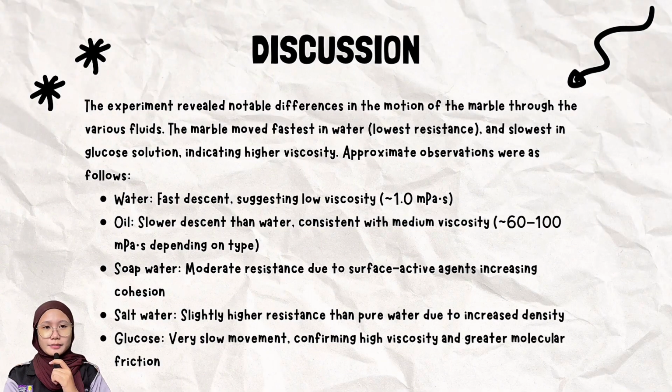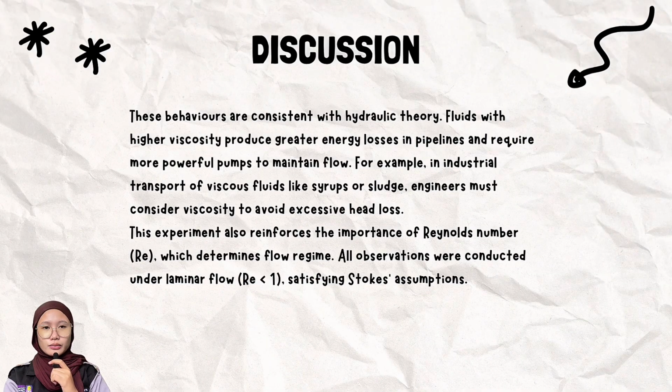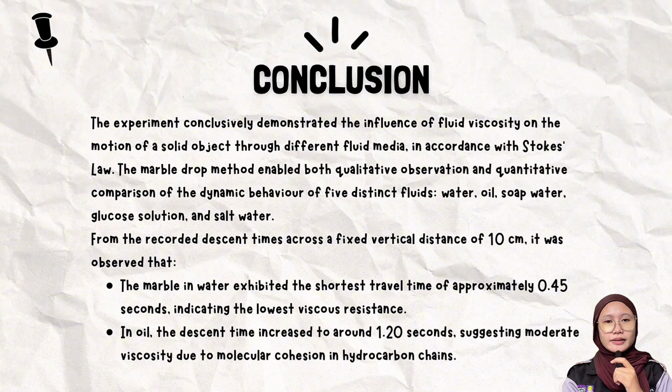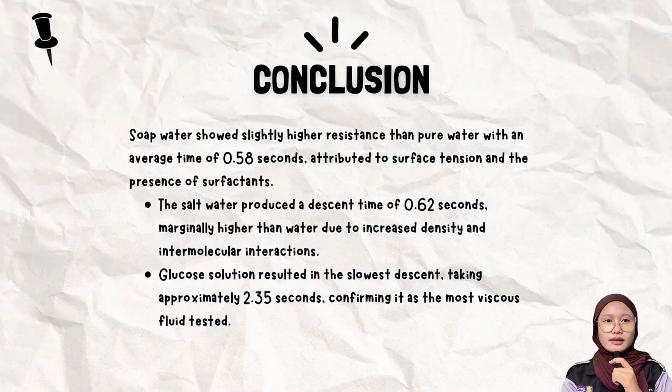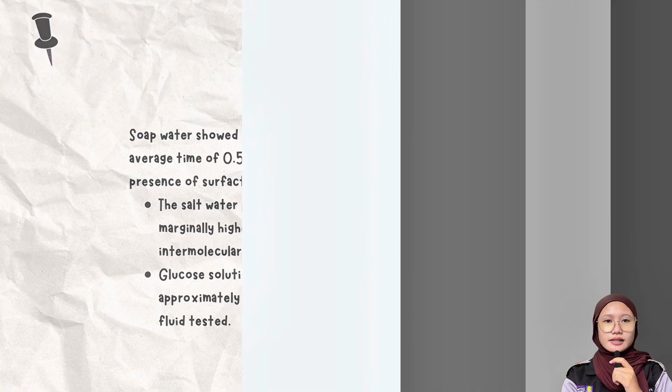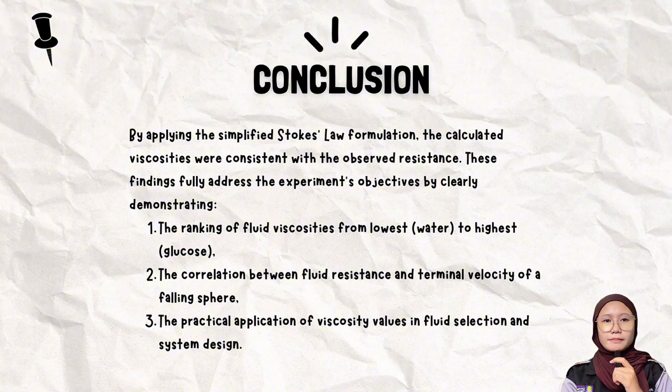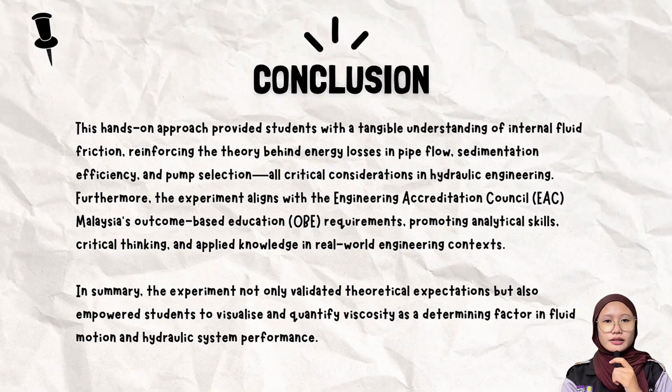From these times, we observed that glucose solution had the highest viscosity, resisting motion the most, while water had the lowest. Oil, although less dense, still had a relatively higher viscosity than water due to molecular cohesion. This experiment highlighted how viscosity influences fluid flow, energy loss, and system efficiency, important in pipe design, pump selection, and industrial fluid transport.